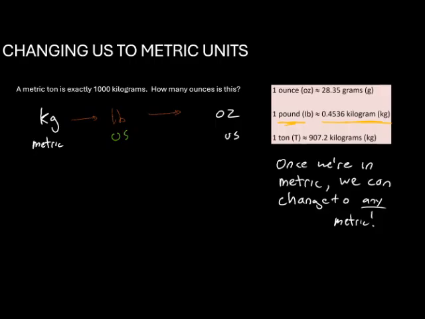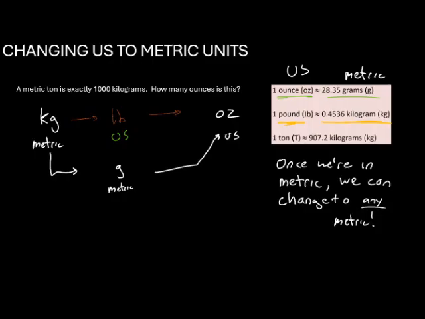Now, if we look for ounces on the table, we can see ounces are related to grams. Now again, grams are a metric unit, whereas ounces are a US unit. Since we're in a metric unit, kilograms, we could take those kilograms and go to grams instead. This is a metric to metric conversion, which we can do fairly straightforwardly. And then once we're in grams, the first line of this table will take us into ounces. It doesn't matter which way you do this calculation. Either way will work.